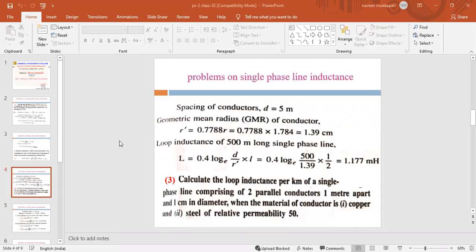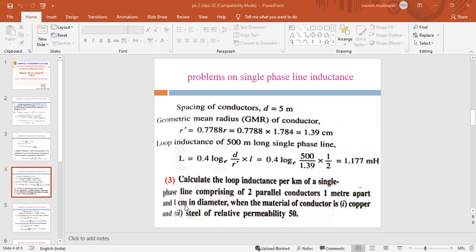Next problem: calculate the loop inductance per kilometer of a single phase line comprising two parallel conductors, 1 meter apart and 1 centimeter in diameter. In this also we have two parallel conductors. 1 meter apart means the distance small d is equal to 1 meter, and diameter capital D is equal to 1 centimeter.